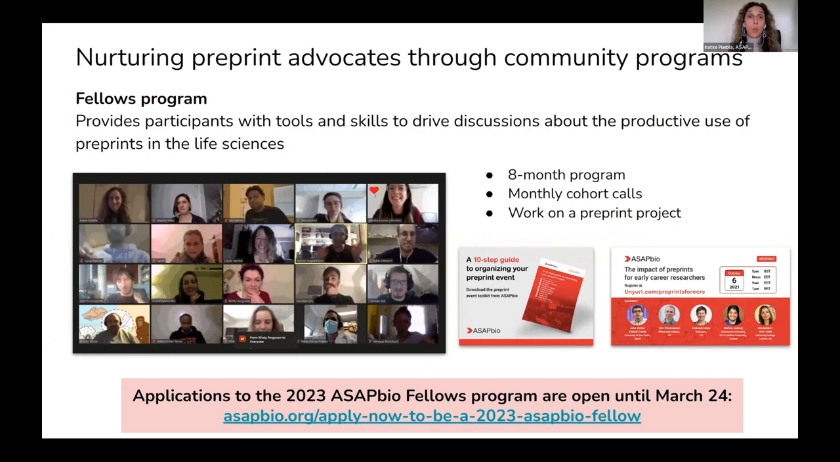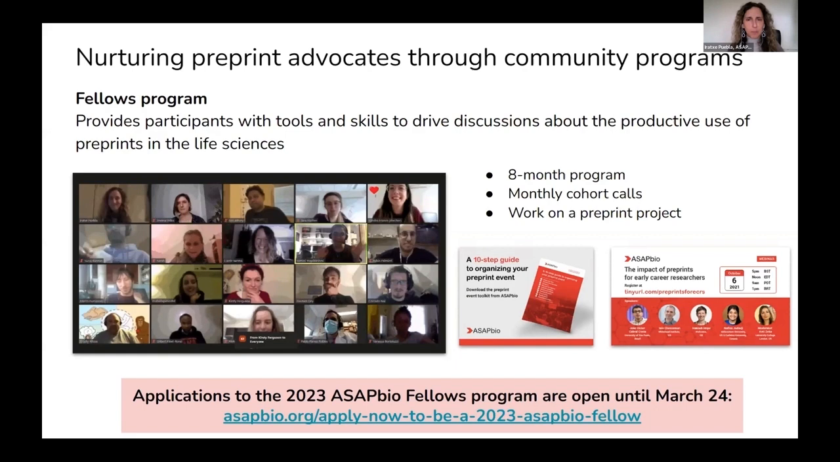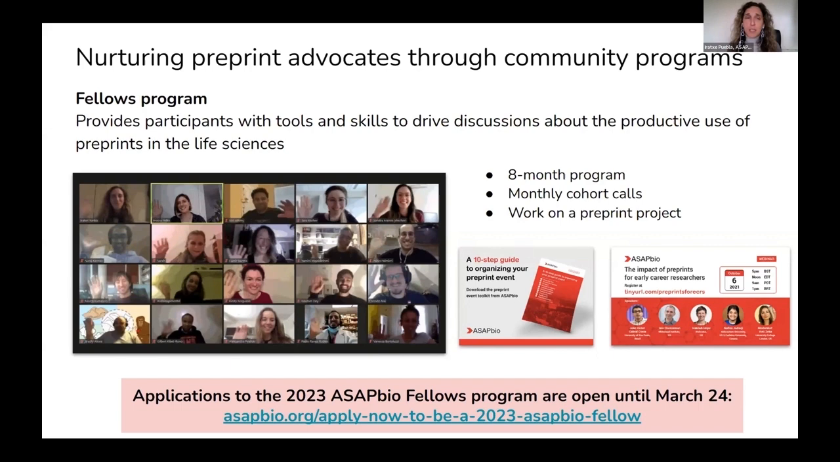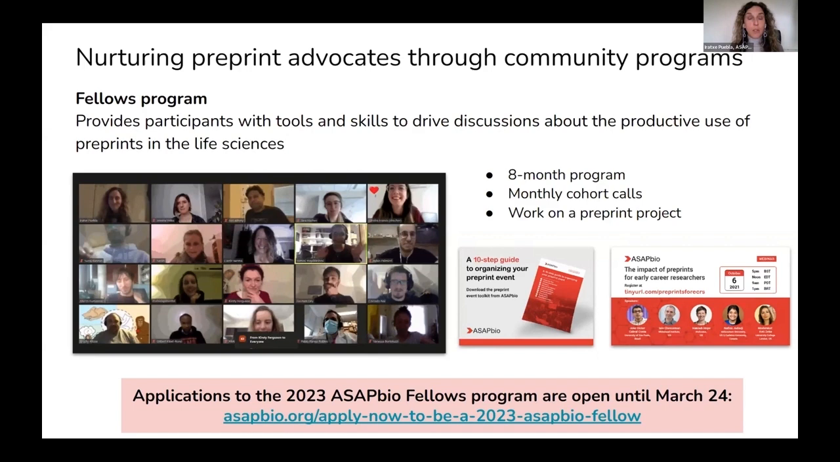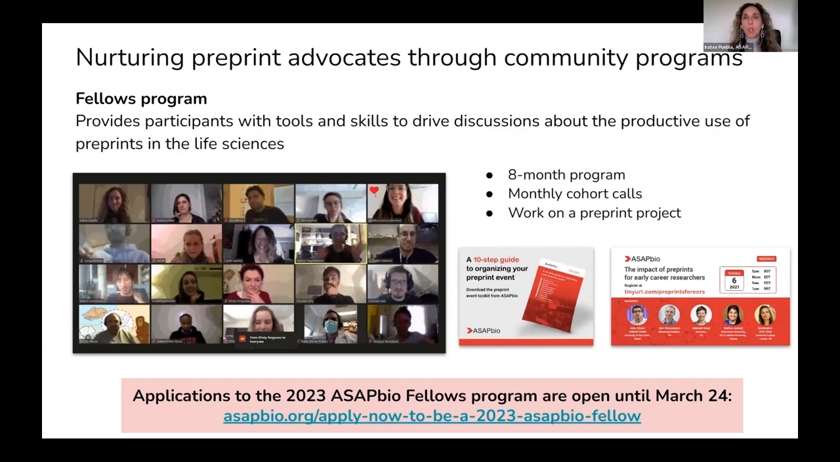Another important area of the Fellows Program is that we invite all of our fellows to work on a preprint project. This is something that fellows themselves may be interested in. They have an idea, an initiative they want to take forward. We provide them support and hopefully involve others participating in the program in helping them with that. Otherwise, we invite our fellows to join initiatives that ASAP Bio may be running for that particular year, and we involve them not only in dissemination efforts or participating, but also in helping us strategize so that we best address the target audiences.